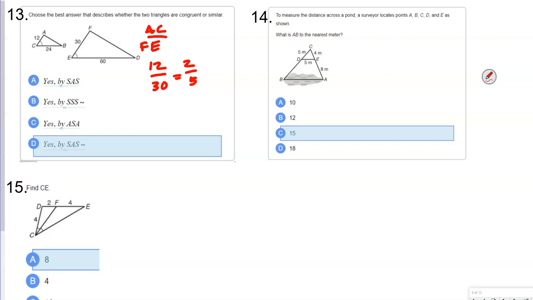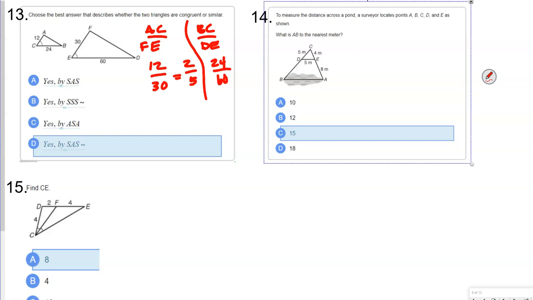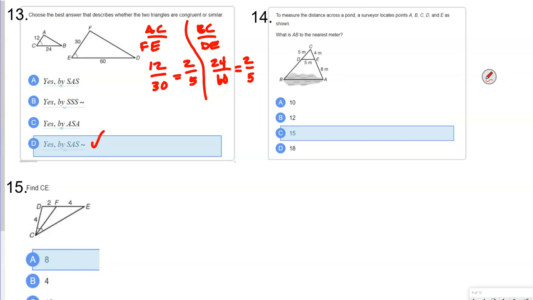So then I'm going to compare BC to DE, okay? So when we do that one, I'm going to put a line here. We get 24 over 60, and both of those are divisible by 12, so that's going to be 2/5 as well. So because we got the same ratio for both and we have an angle between them, that's why it's side, angle, side, because we got 1, arc, and then 2, 2. There's a ratio there, right?